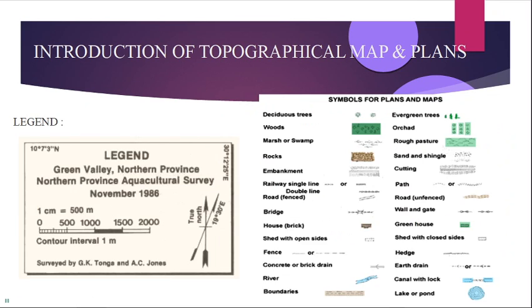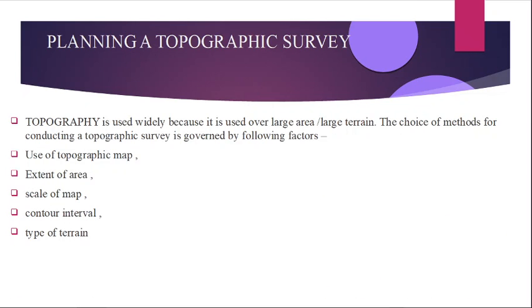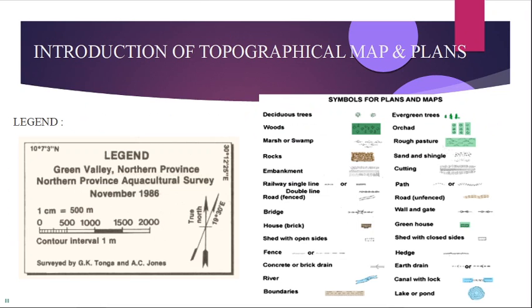Now, the next point is scale of map. What is scale of map? Scale of map is the ratio between map distance and ground distance, or the distance on the surface of the earth. Let's take a look. Here 1 cm is the scale of the map. Here 1 cm equals 500 meter, which represents that 1 centimeter on the map represents 500 meter on the ground. A map scale is chosen consistent with the purpose of the survey.